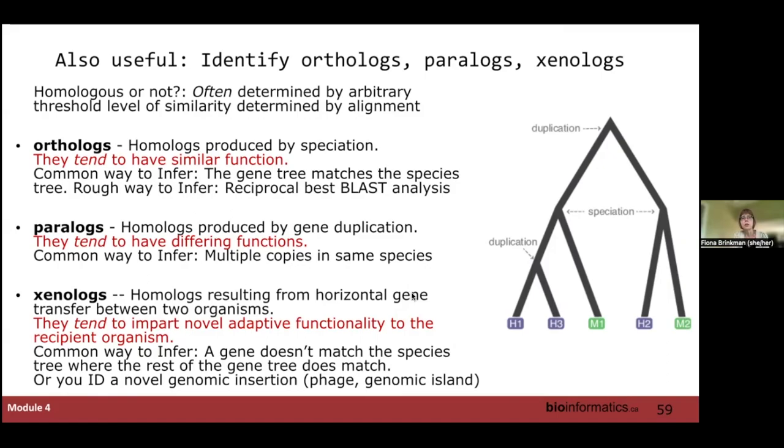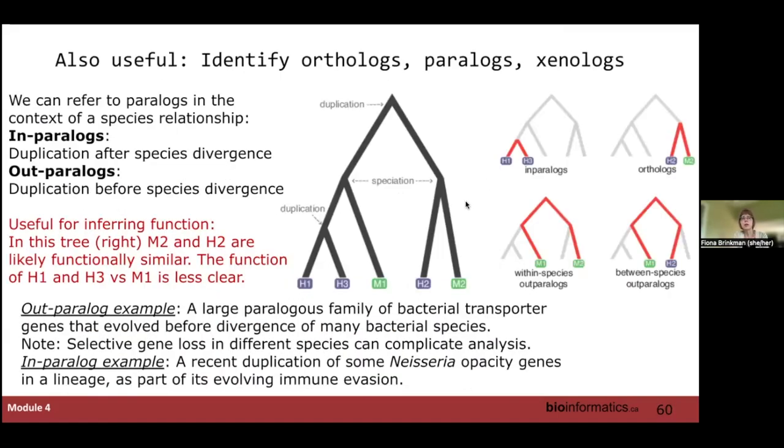Okay, so before I get to concluding comments and check for questions, I want to emphasize here that it's also useful to identify in-paralogs and out-paralogs. And so there is another level of complexity that you can do. So you can refer to paralogs in the context of a species relationship, like, for example, in-paralogs are duplication after species divergence versus out-paralogs are a duplication before species divergence. So let's look at this, for example.